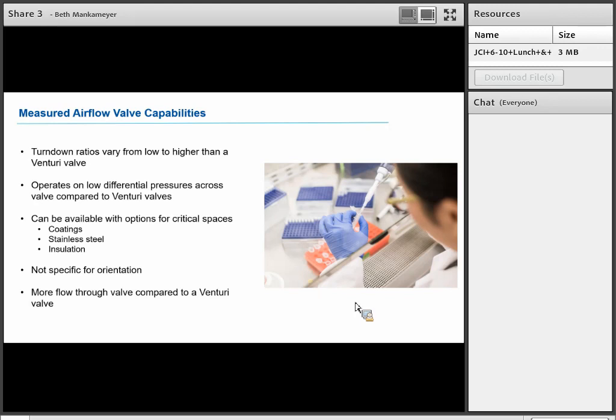And because of these shapes, some of them, keyword, most of these types have more flow than a venturi valve, but also some of them have a venturi shape, so you run into some of the similar things. So you really do just have to be a consumer and take a look at the product data sheets for what you're looking at.